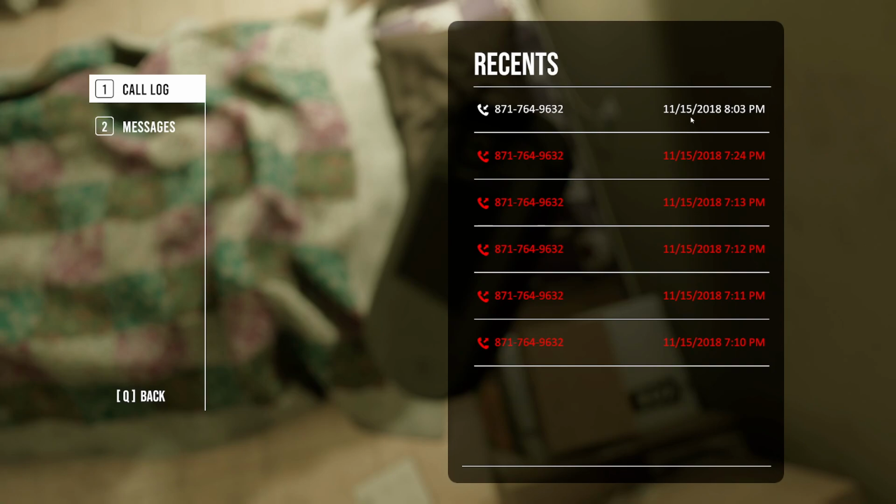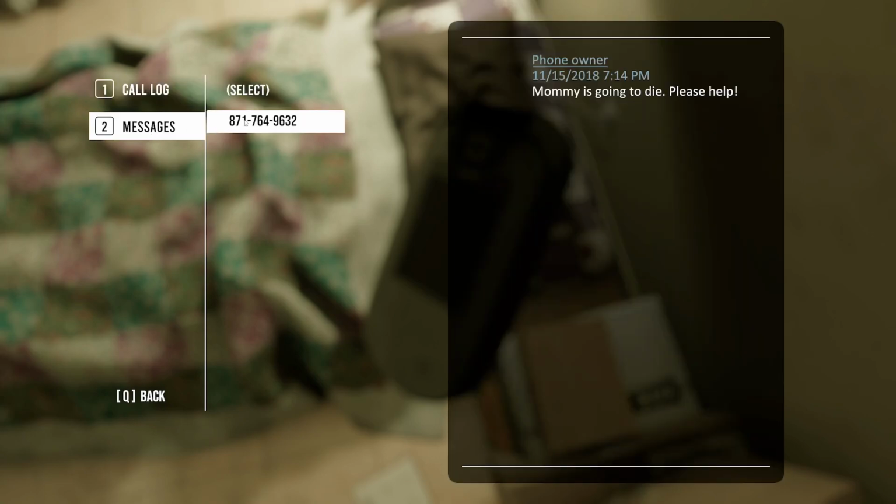15th of November. 9632. 9632, 9632, 9632, 9632. Quite a lot of phone calls on 15th of November. Messages. 9632.